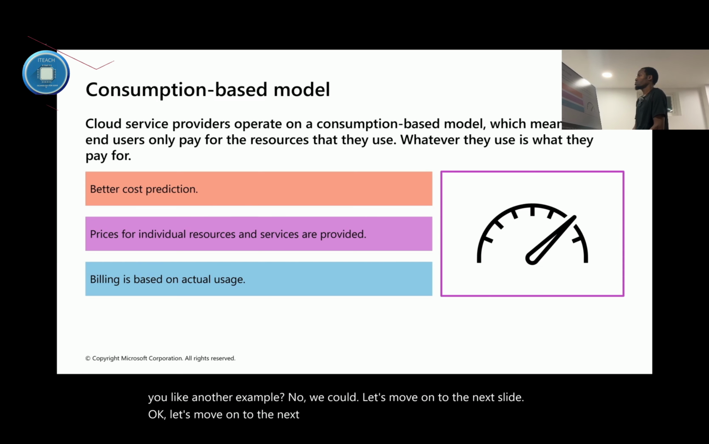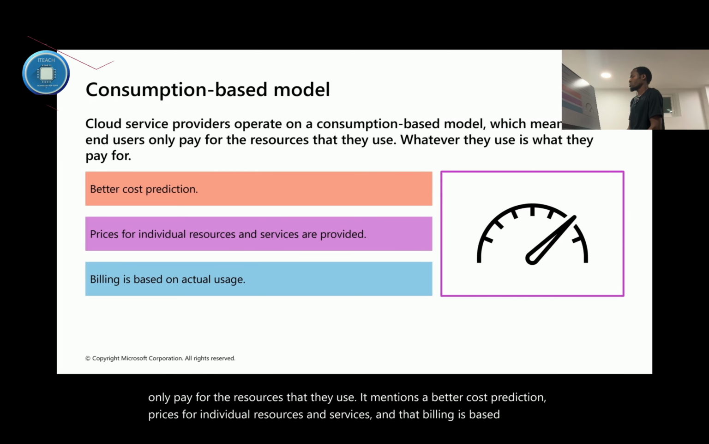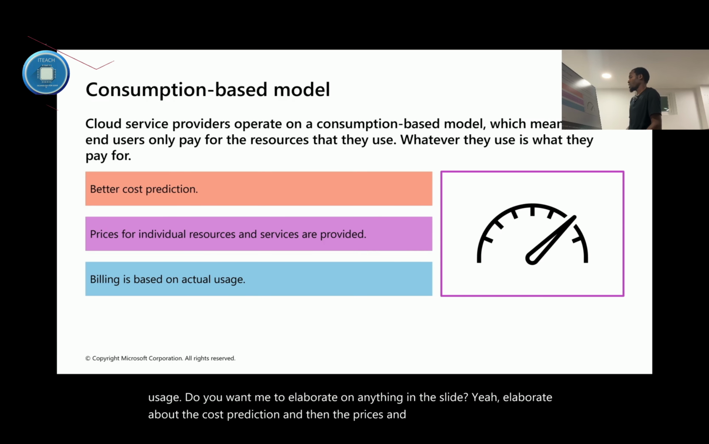It's titled Consumption-Based Model and explains that cloud service providers operate on this model, where end users only pay for the resources that they use. It mentions a better cost prediction, prices for individual resources and services, and that billing is based on actual usage. Do you want me to elaborate on anything in the slide? Yeah, elaborate about the cost prediction and then the prices and also the billing of actual usage.